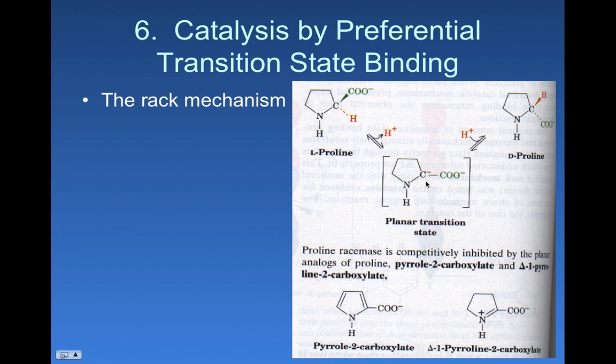And that led them to this concept of the rack mechanism, where the enzyme can bind to its reactants, but it really would rather bind to something that looked like the transition state. So what happens is that this enzyme, this racemase, binds to this tetrahedral proline and kind of forces it, racks it into this trigonal planar geometry, which stabilizes that transition state and promotes the reaction.